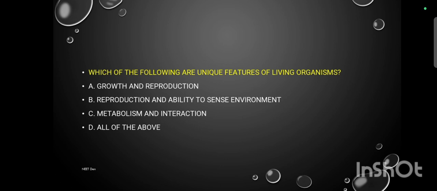Question. Which of the following are unique features of living organisms? Option A, growth and reproduction. Option B, reproduction and ability to sense environment. Option C, metabolism and interaction. And option D, all of the above. So the answer here is option D, that is all of the above.